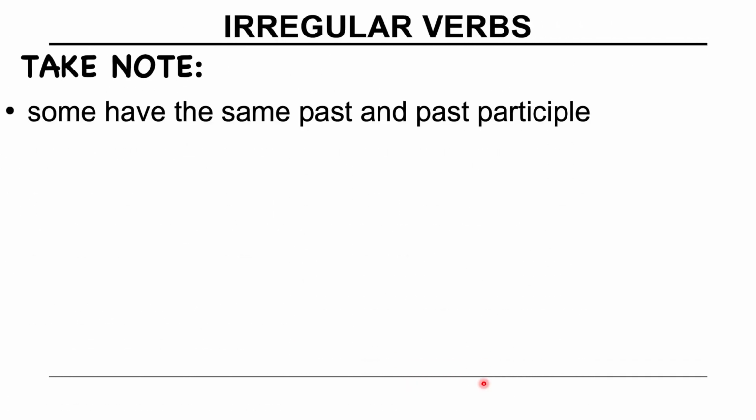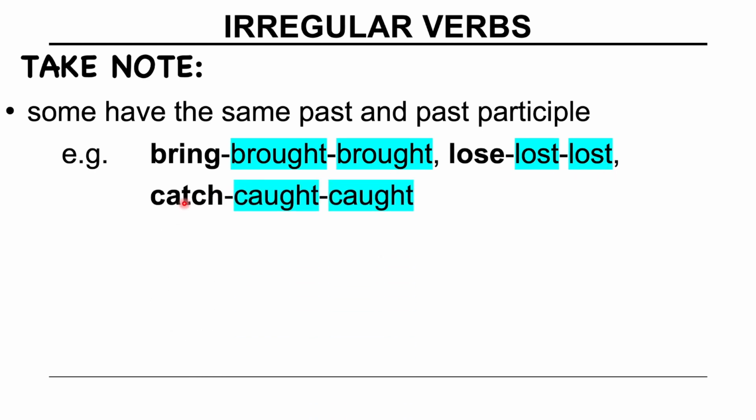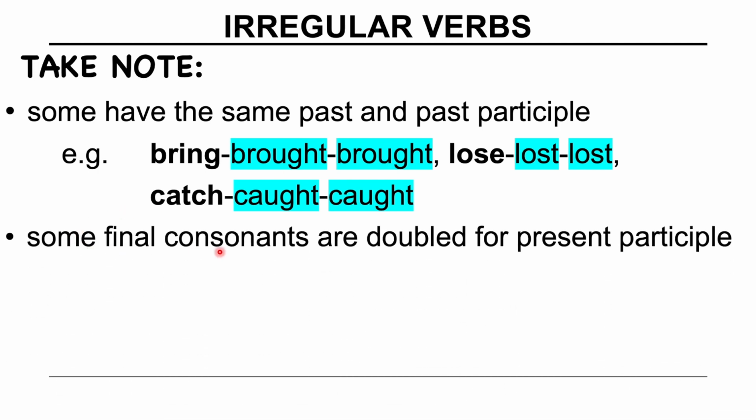Okay, take note, in the irregular verbs, some have the same past and past participle. For example, bring, brought, brought. Okay? Some would say, ma'am, bring, brang, brang. No, bring, brought, brought. Lose, lost, lost. Catch, caught, caught. Okay? So the past and the past participle are similar. Magkapareho lang.